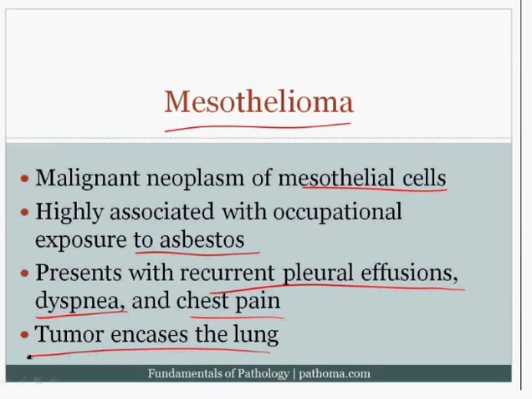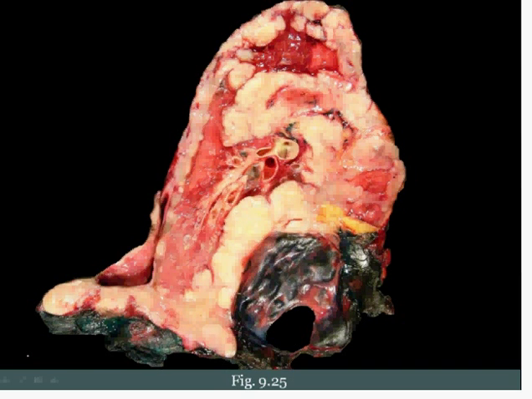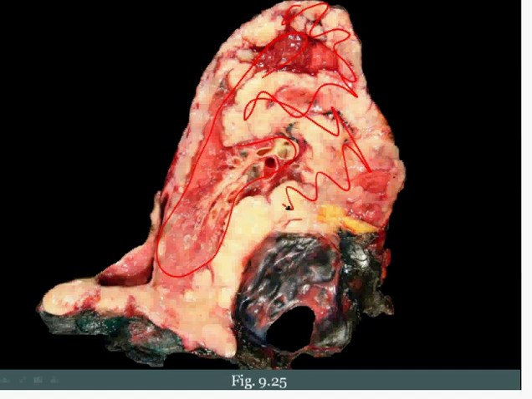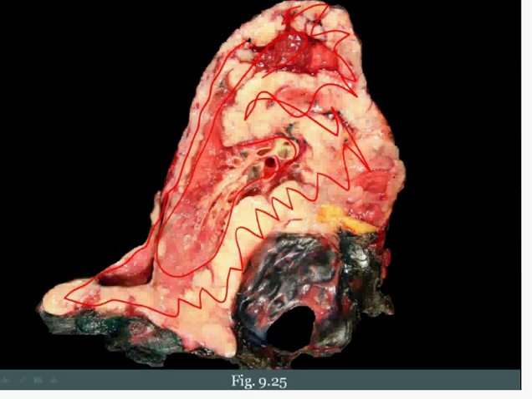And then the tumor classically encases the lung the same way that the normal mesothelium normally surrounds the lung. And so here's a picture. This is the normal lung here, and you can see that there's this tumor which is massively encasing the lung, and this is a classic picture of a mesothelioma. And that concludes this section and the chapter.